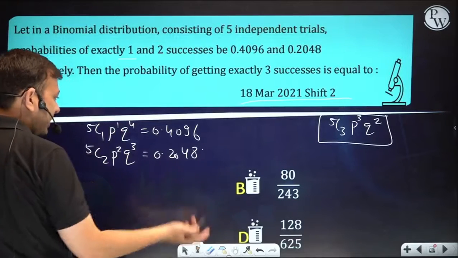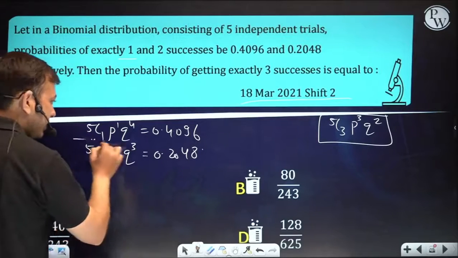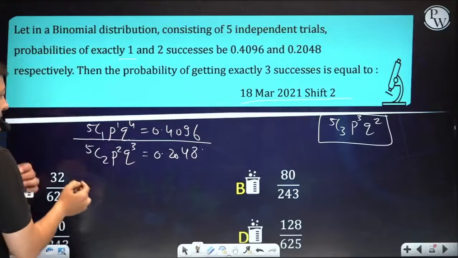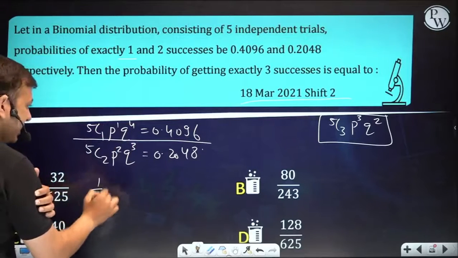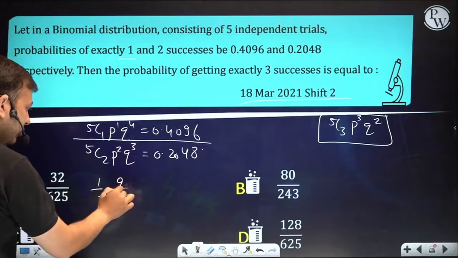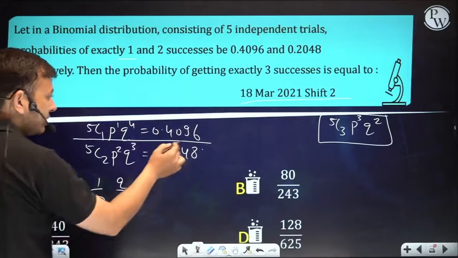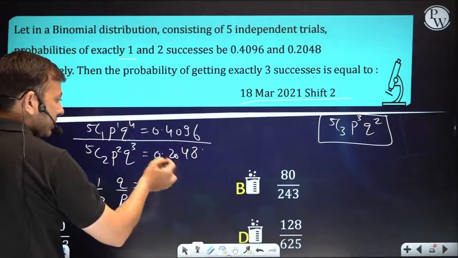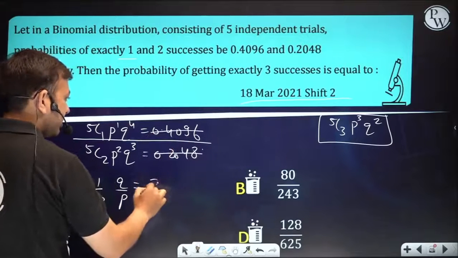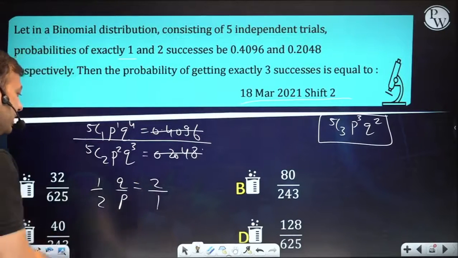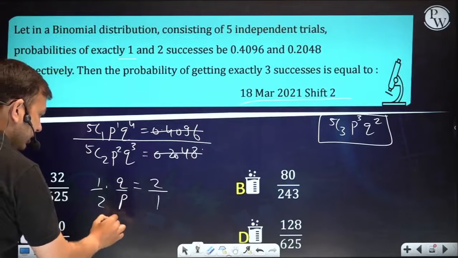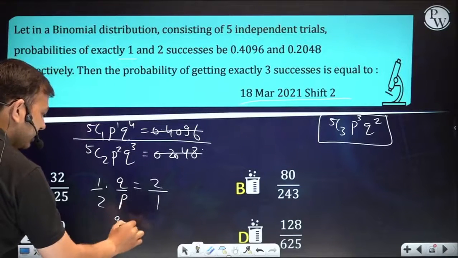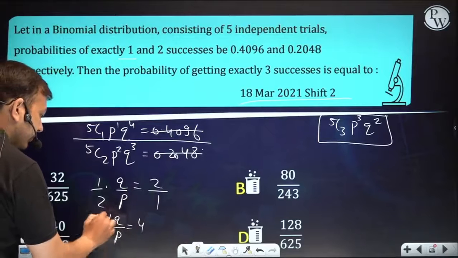So you can divide it. So 5C1 is 5, 5C2 is 10. So Q by P is equal to 1 by 2... this is 1s and 2s only. Yes, 1s and 2s. So 2 by 1, right? So Q by P is equal to 2, 2s are 4.